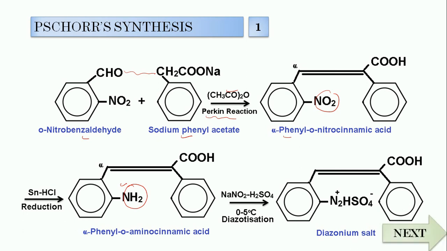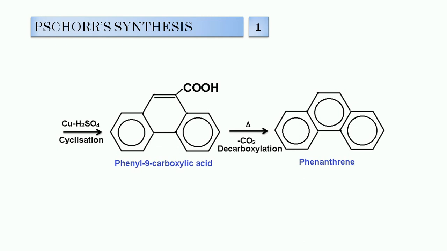In the next step, this diazonium salt is treated with a copper and sulfuric acid mixture, then it undergoes cyclization to give phenanthrene-9-carboxylic acid. In the last step, this phenanthrene-9-carboxylic acid is heated to undergo decarboxylation. It removes this CO2, and finally it changes into phenanthrene. So it is all about Pschorr synthesis of phenanthrene.